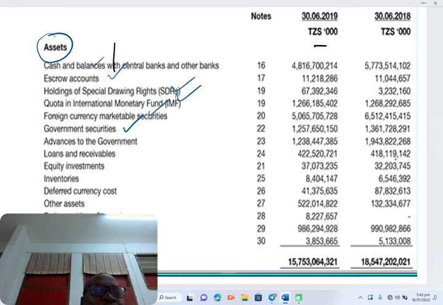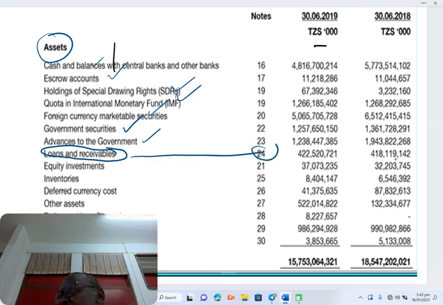And then we have advances to government. We have loans and receivables. Therefore, loans and receivables are what? Financial instruments. We have defined in IPSAS 29 that there are four classes of financial instruments. Number one is loans and receivables. Then financial instruments held for trading. And then we have available-for-sale financial instruments.